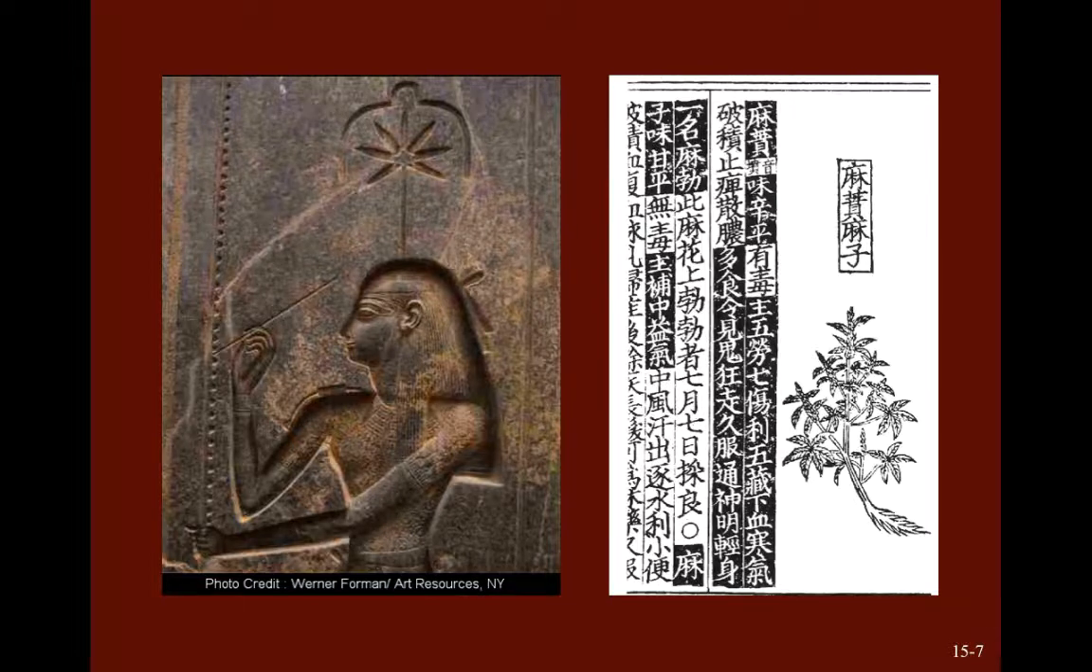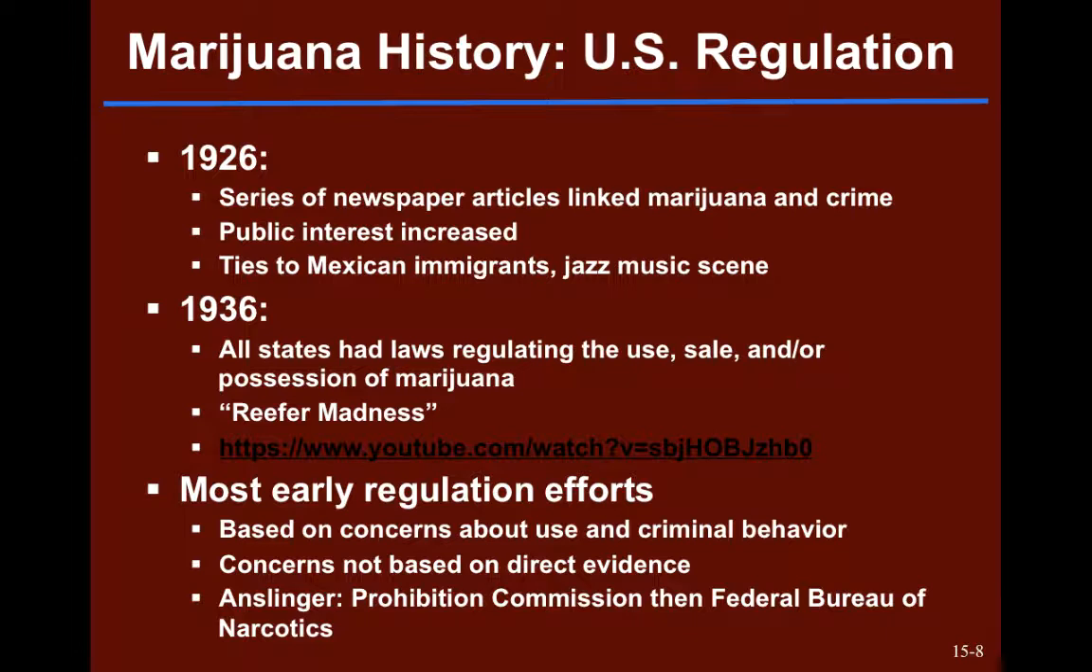In terms of consumption here in the United States, as we've discussed in earlier lectures, we really didn't see a lot of regulation of marijuana until the early 20th century. So in 1926, we saw this rash of newspaper articles that linked marijuana consumption and crime. And we saw an increase in public attention to the product.